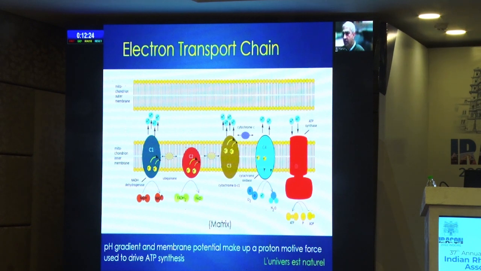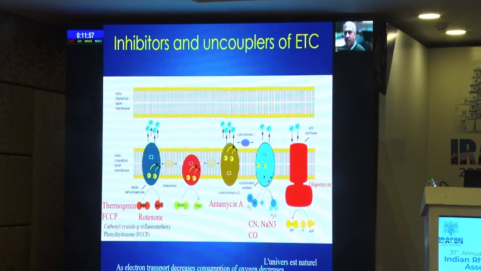As the protein turns, the catalytic subunit of the ATP synthase catalyzes the conversion of ADP and inorganic phosphate to ATP. The process of oxidation and phosphorylation is coupled, and hence it's called oxidative phosphorylation. This is also called the respiratory chain because oxygen consumption is involved. This slide shows the inhibitors and uncouplers of the electron transport chain.